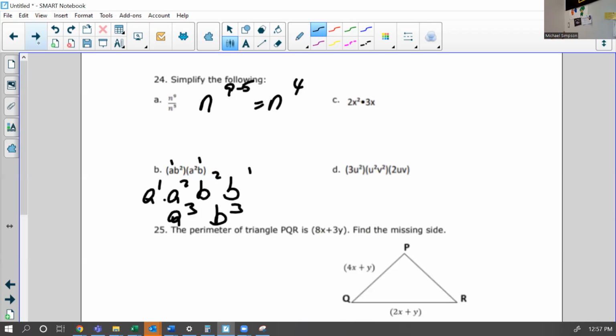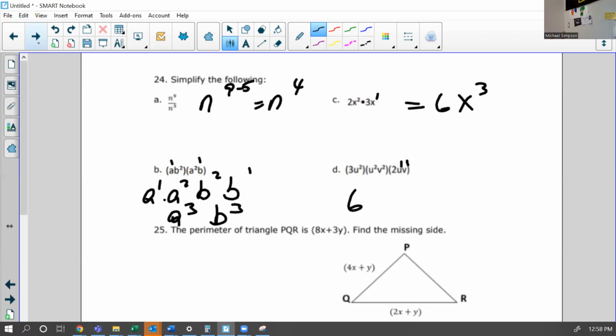C, very similar to B, all right? Multiply, we have multiply the coefficient, 2 times 3 is 6. And then for the x's, this is a 1 right there, so I get x cubed. And for D, put a 1 here and a 1 there. And so I'm going to multiply the coefficient, 3 times 2 is 6.